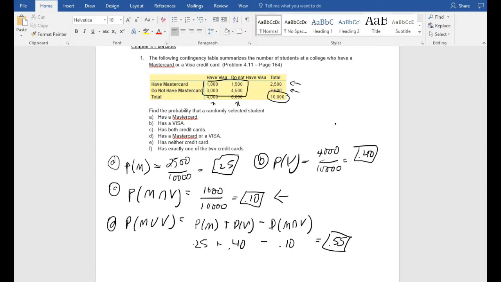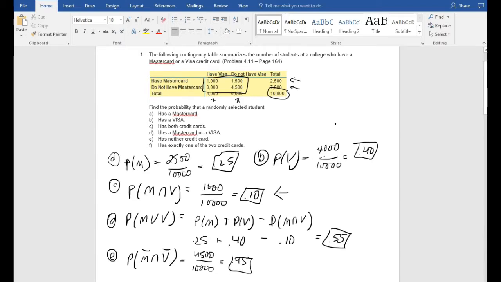And then E has neither card. We look up on the table where does not have a Visa and does not have a MasterCard cross, and we can see that that's 4,500. So this would be does not have either card. The probability of not M and not V is equal to 4,500 over 10,000, or 0.45.